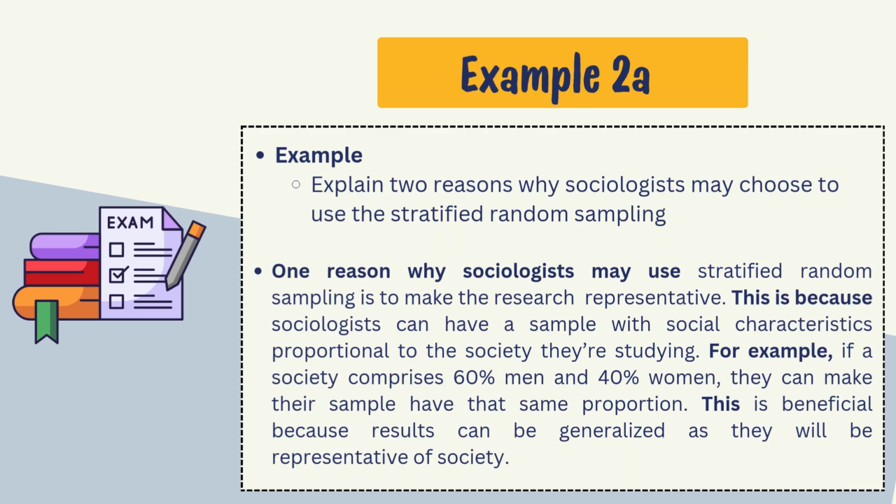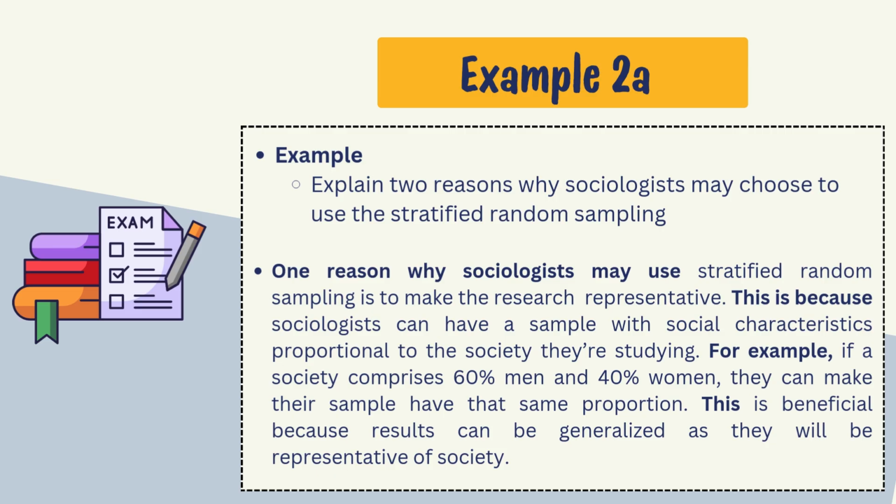And so moving to an example, the question that I chose was: explain 2 reasons why sociologists may choose to use stratified random sampling. And here's my answer. Again, in bold is the signposting. So one reason why sociologists may use stratified random sampling is to make research representative. This is because sociologists can have a sample with social characteristics proportional to the society they're studying.